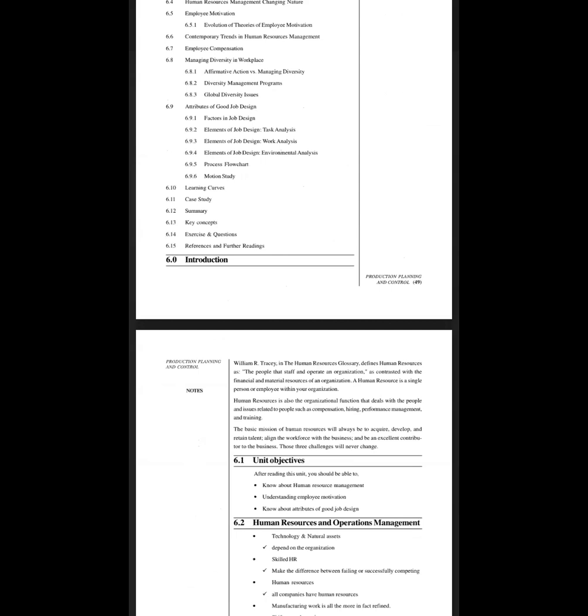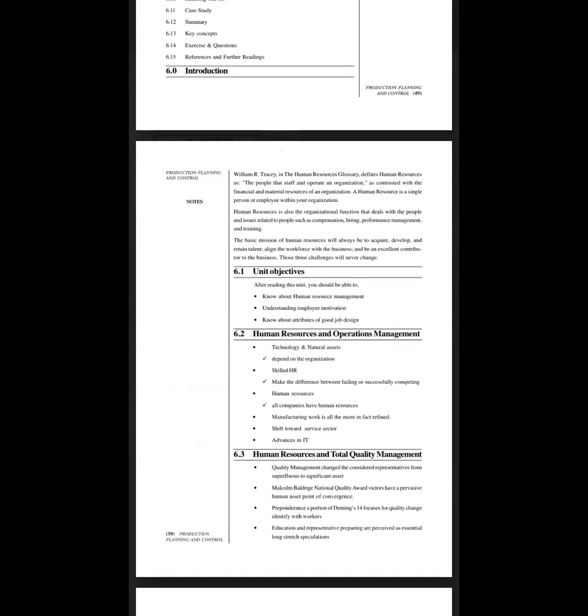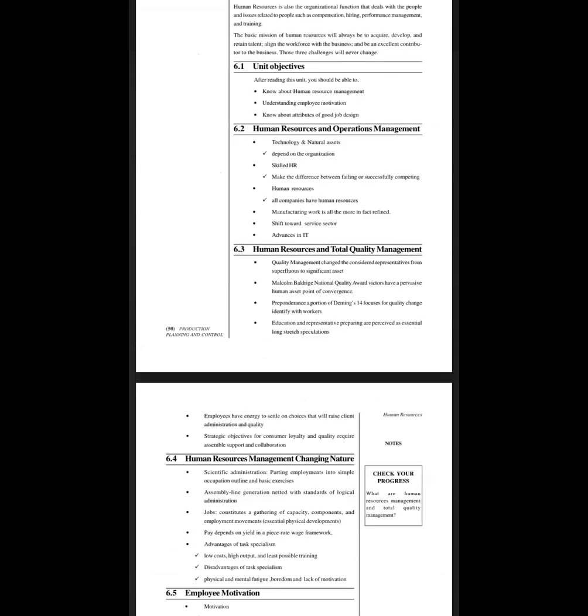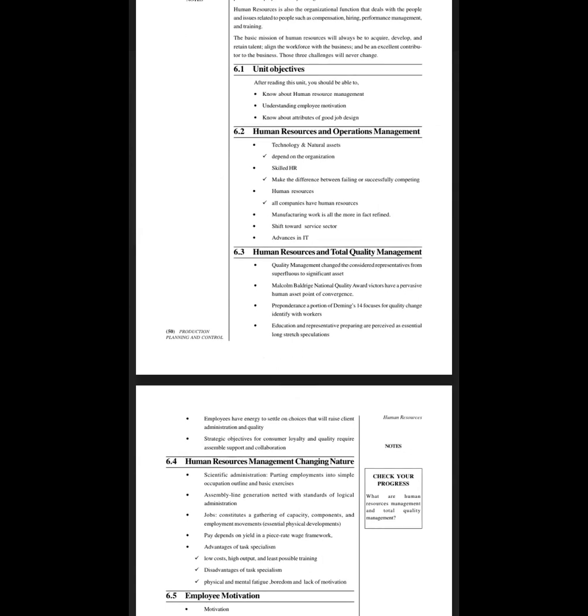Then we are going to see human resources and operational management. Human resources and total quality management, human resources and operational management. See, technological and natural assets depend upon the organization. You should have a skilled HR, who can recruit proper people, those who have good knowledge about the particular production you are doing. So skilled HR should be there, who can recruit the right person at the right time.